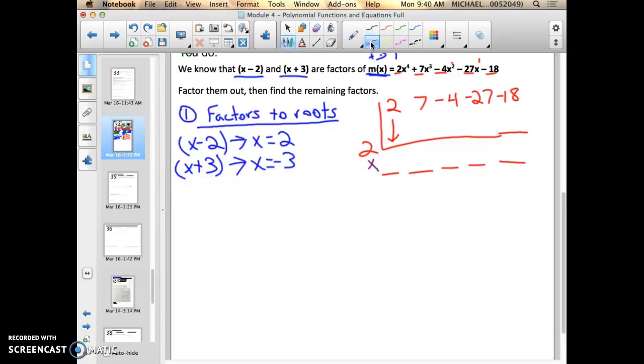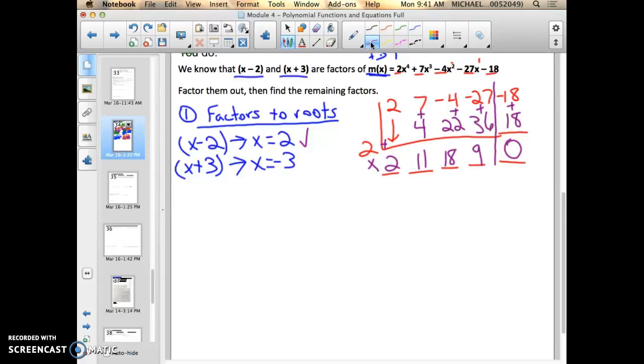I multiply to the outside, add to the inside, drop the 2 down. 2 times 2 is 4. 7 plus 4 is 11. 2 times 11 is 22. Negative 4 plus 22 is 18. 2 times 18 is 36. Negative 27 plus 36 is 9, positive 9. And finally, 2 times 9 is 18. Draw my remainder box. Negative 18 plus 18 is 0. So the first root, or the first factor, x minus 2 or x equals 2, is indeed a factor and a root. So far, so good.